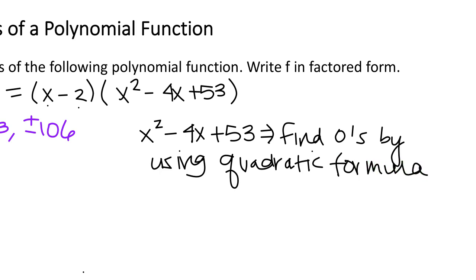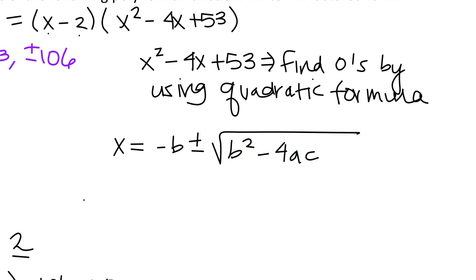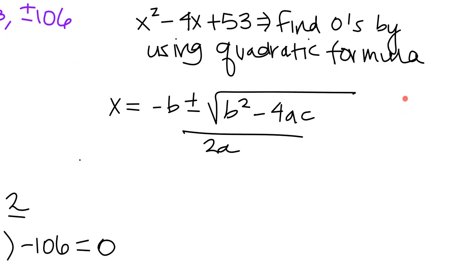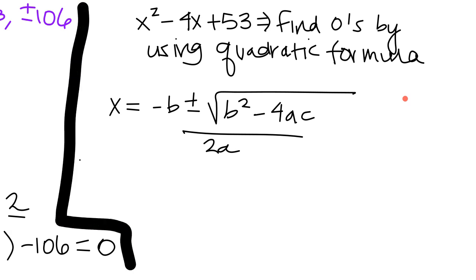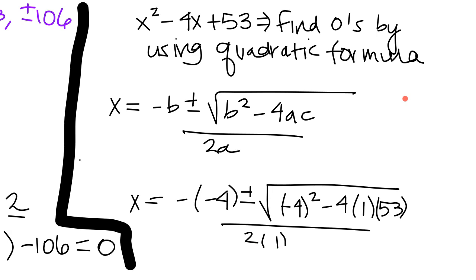So just to review, the quadratic formula is x equals negative b plus or minus the square root of b squared minus 4ac, all over 2a. So plugging in, I'm going to make a little line here a bit bolder, just so I don't get confused. We have x equals negative negative 4 plus or minus the square root of negative 4 squared, minus 4 times 1 times 53, all over 2 times 1.